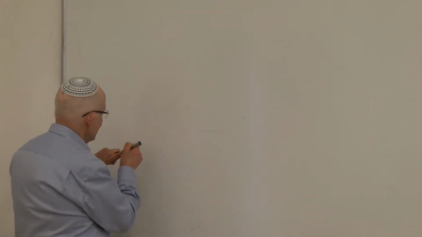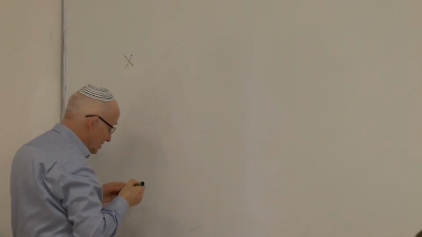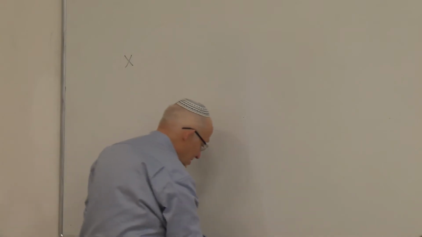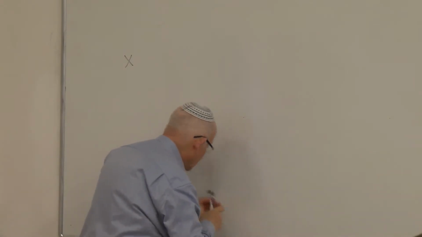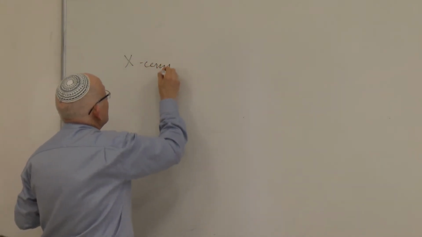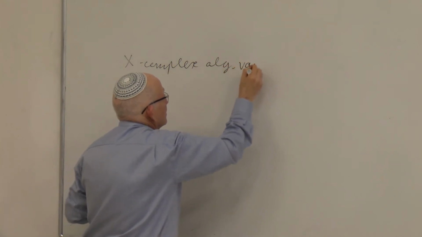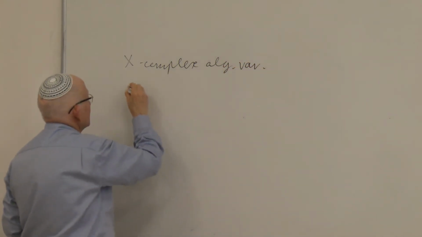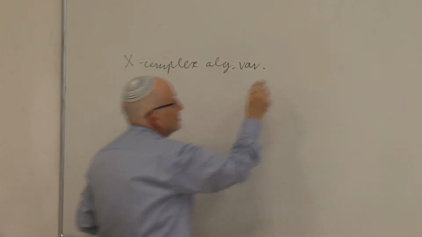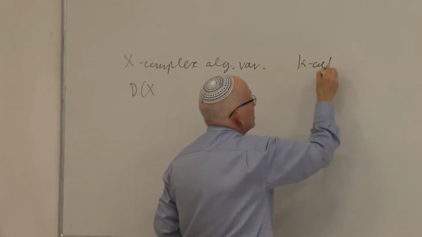Okay, so I will continue. I remind what we are discussing: if X is a complex algebraic variety, we defined the category D of X, where we fix some field K, a coefficient field.